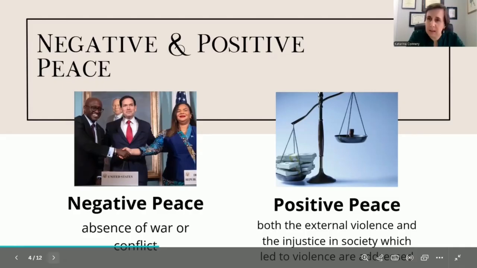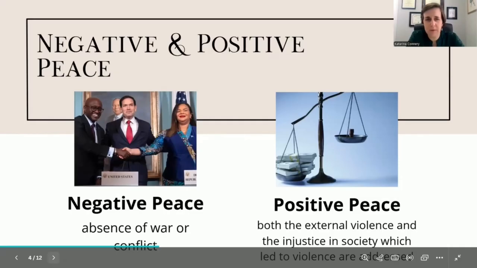The conflict is technically over, but there is a state where each party is still kind of waiting and seeing: is this agreement really going to hold? Is the other side really going to keep their word? And in this negative peace, tensions can easily break out again. Pictured here is actually a very recent peace agreement between Rwanda and the DRC, a long ongoing conflict that's debilitated the region.